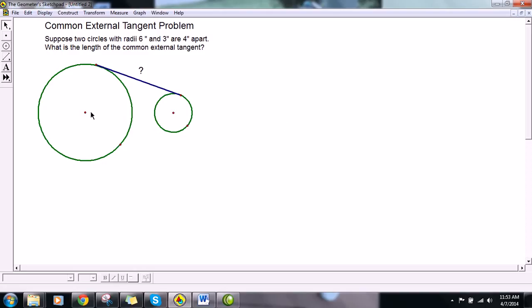And so what we have here is an opportunity to consider this type of problem, where if we know the radius for both circles and we know how far apart they are, we can actually evaluate the length of that common external tangent. So here's what we're going to do.